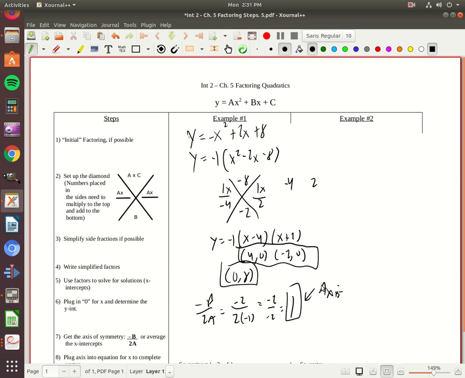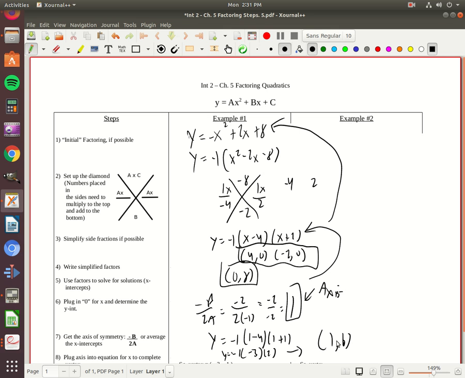By the way, you could plug the axis into this equation and you would get the same thing as if you plug it into this equation. So let's plug it into here just to show you what I mean. It's a little bit easier sometimes to plug it into here. So if I plug 1 in for x there and 1 in for x there, I'm going to get -1 times -3 times 2. So -1 times -3 is 3 times 2 is 6. So I will get 1/6 as my axis of symmetry.